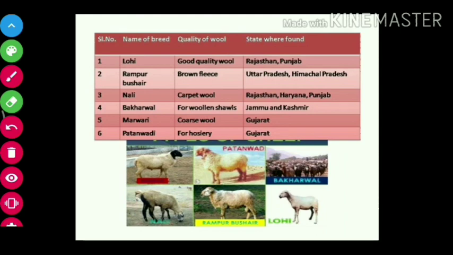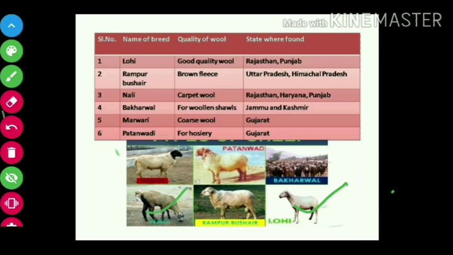Next, some of the breeds in India are used for making wool. Number 1 is Lohi. This produces good quality wool, and it is found in Rajasthan and Punjab. Next, Rampur Bushair. It produces brown fleece. Fleece means hair, so the wool of Rampur Bushair is brown in color. That is present in Uttar Pradesh and Himachal Pradesh.